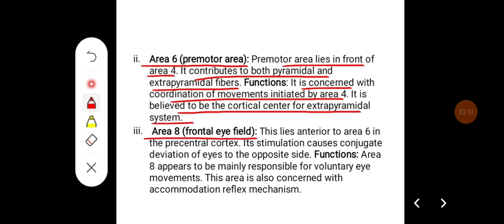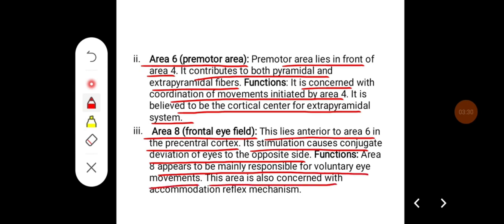Area number 8, which is called as frontal eye field, lies anterior to the area 6 in the precentral cortex. Its stimulation causes conjugated deviation of eyes to the opposite side. The functions of area 8 are: area 8 appears to be mainly responsible for voluntary eye movements, and this area is also concerned with accommodation reflex mechanism.